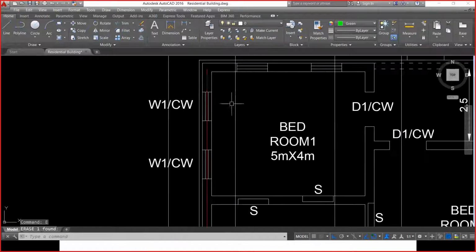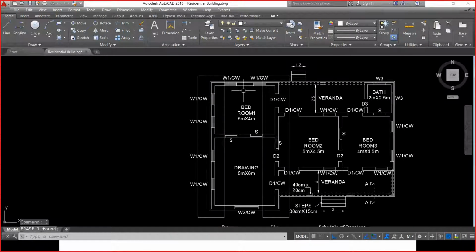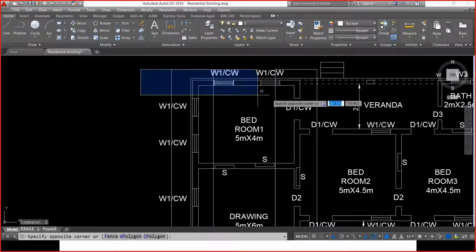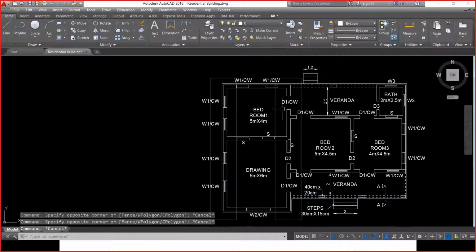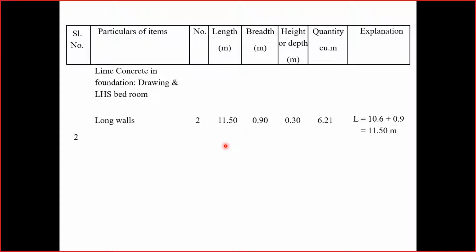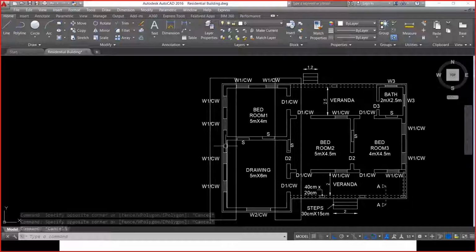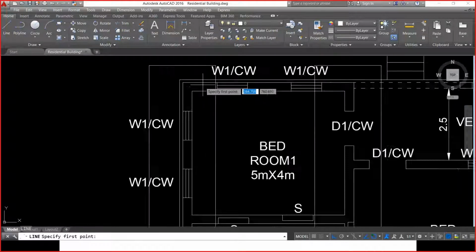The next is to calculate the short wall. I have one short wall over here, another short wall over here, and another short wall over here. So totally three short walls are there. So let me move on to short walls. Numbers are 3. Now I need to calculate the length.